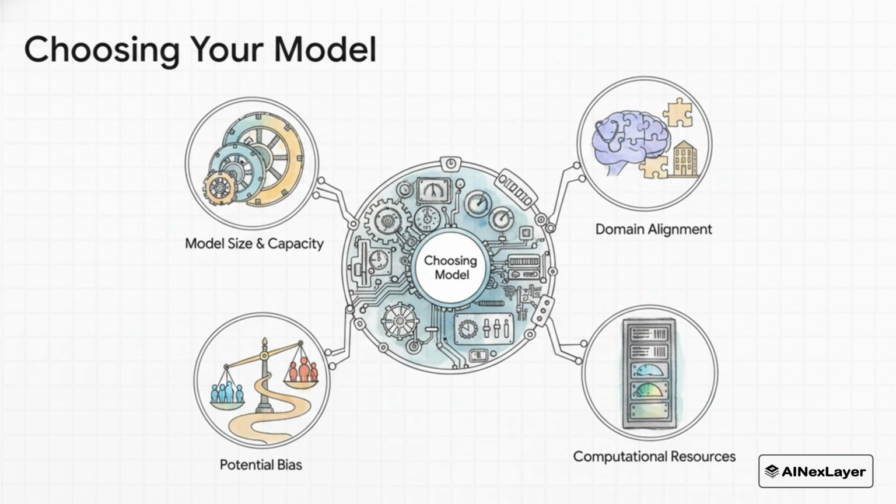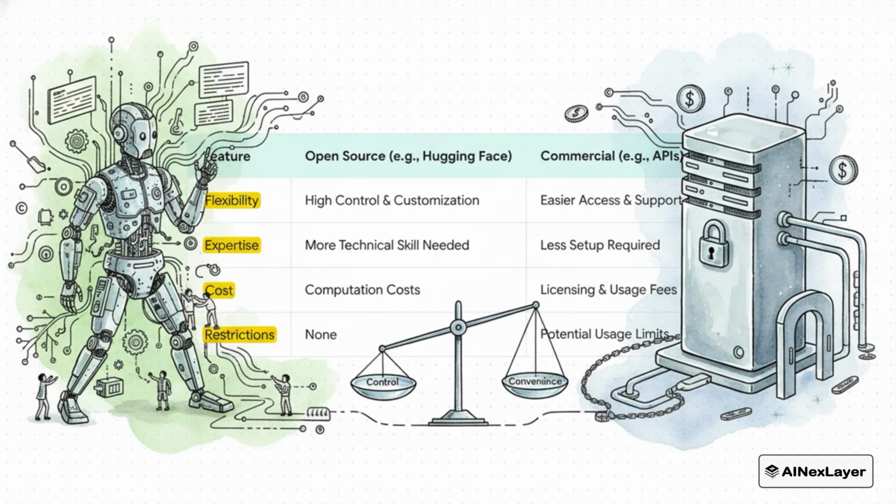When you're picking that base model, there are a few key things you need to weigh. You have to think about the model's size and its overall capacity. Does it align with your specific field, like finance or healthcare? And practically speaking, what kind of computational power do you have? You also want to see if there are pre-trained versions, we call them checkpoints, that can give you a major head start.